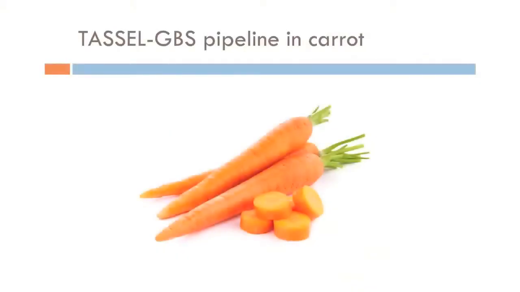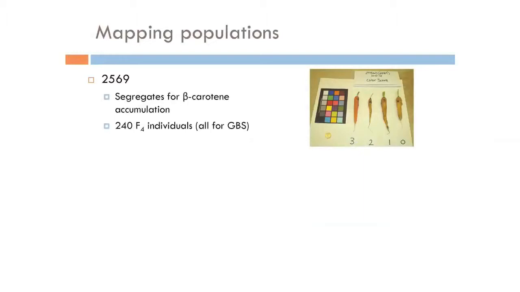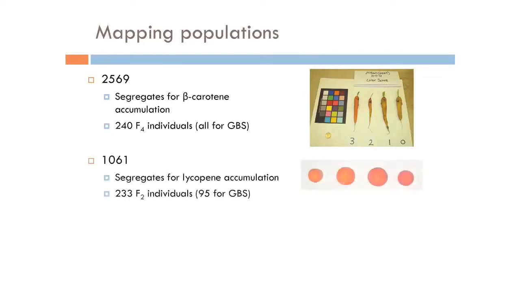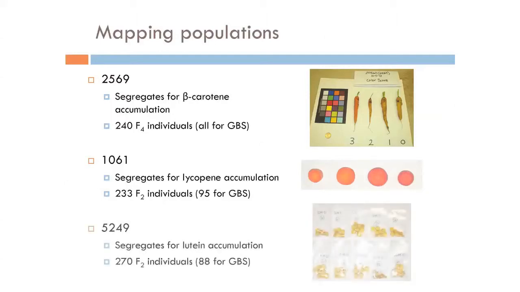So I've used 3 various mapping populations: 2569, which is a yellow versus orange population segregating for beta-carotene; 1061, which is a red versus orange population segregating for lycopene accumulation; and 5249, which is a white versus yellow population segregating for lutein accumulation. I'd like to point out that for the last 2 experiments, we only used a single GBS plate.